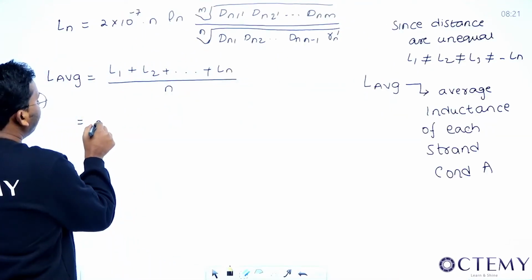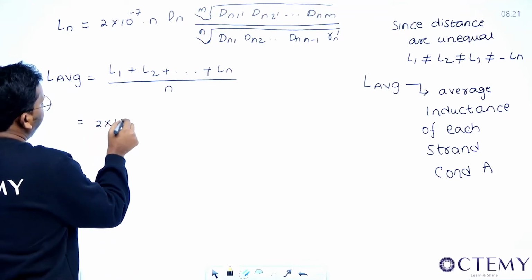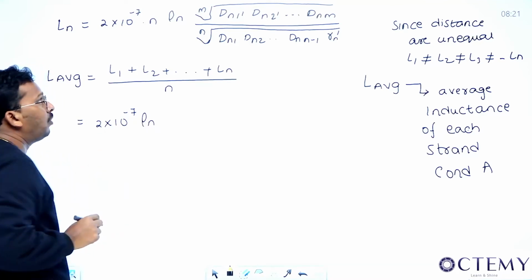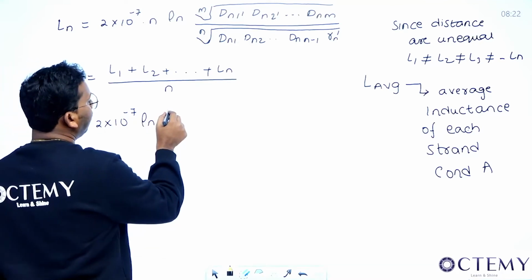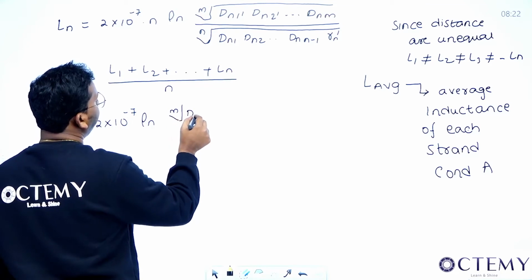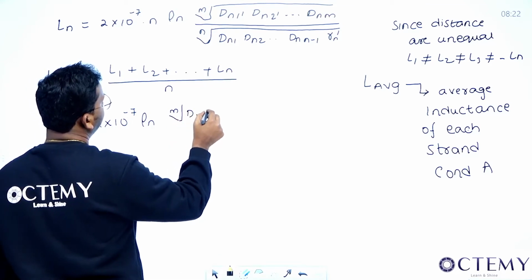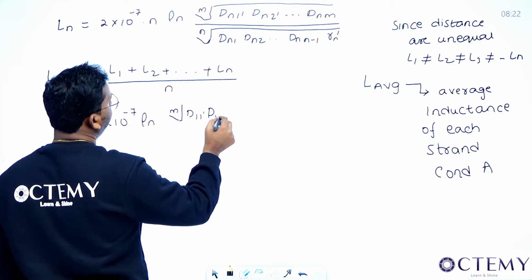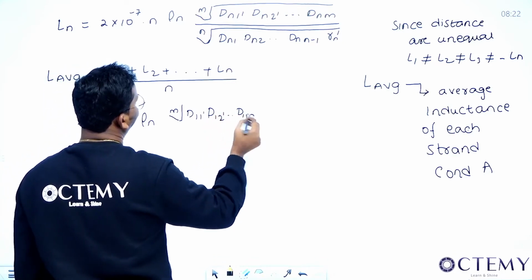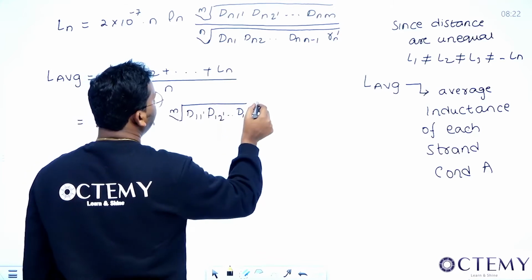This would be equal to 2 into 10 power of minus 7. The n will get cancelled, and ln. See, how many terms you will get? First, you will get mth root of d11 dash, d12 dash, and then so on d1m. This is the first term which you will get.